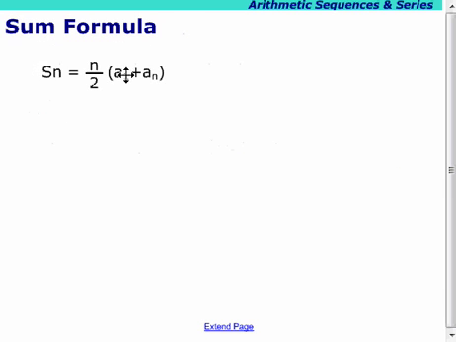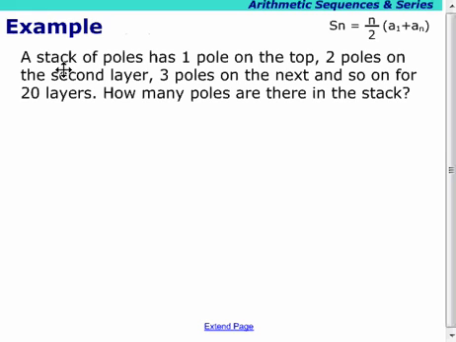Here's a formula that we can use because it would be handy. If I could add things up, it'd be handy to use a formula. And the formula says this: the sum of a certain number of terms in a series is equal to the number of terms divided by 2 multiplied by the first plus the last term, or whichever term you're trying to find the sum of all of those. Let's try an example of that.